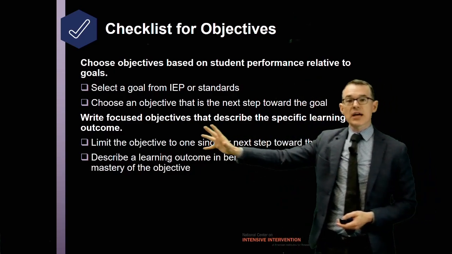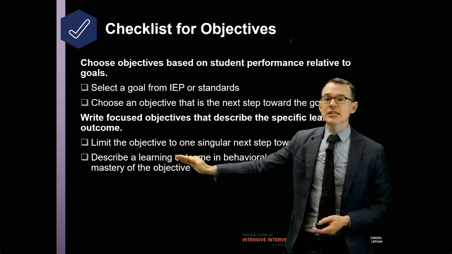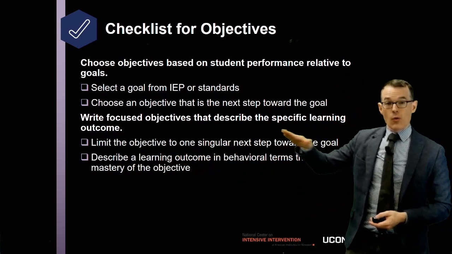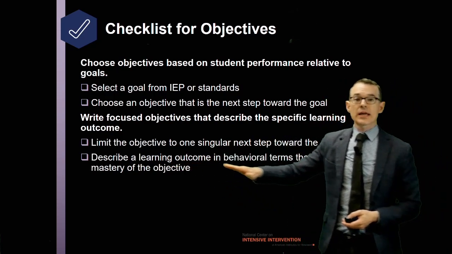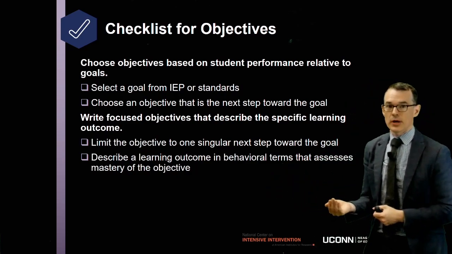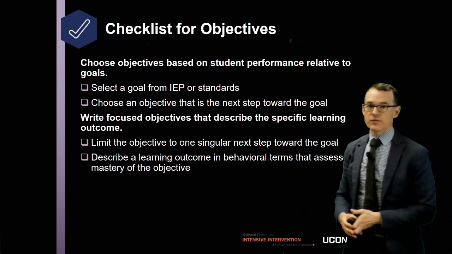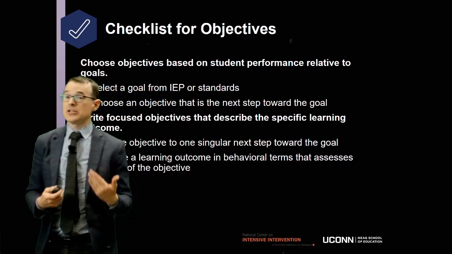Then you write the objective clearly that has a specific learning outcome, that's singular, and that it goes from where the student presently is just one step forward, and that the learning outcome is described in behavioral terms, specifically what are the behaviors people would have, that assesses the mastery of the objective. So those are the criteria for writing good objectives, and I'm going to describe each of those to you.